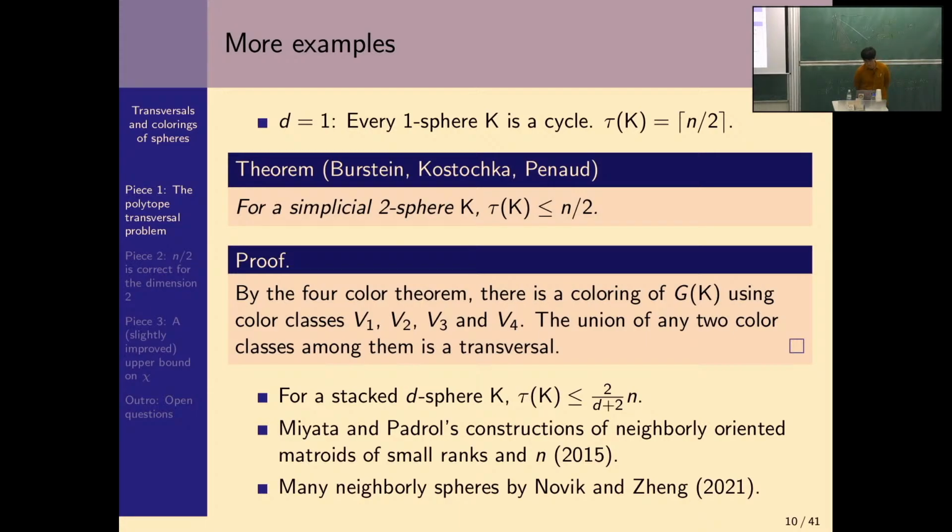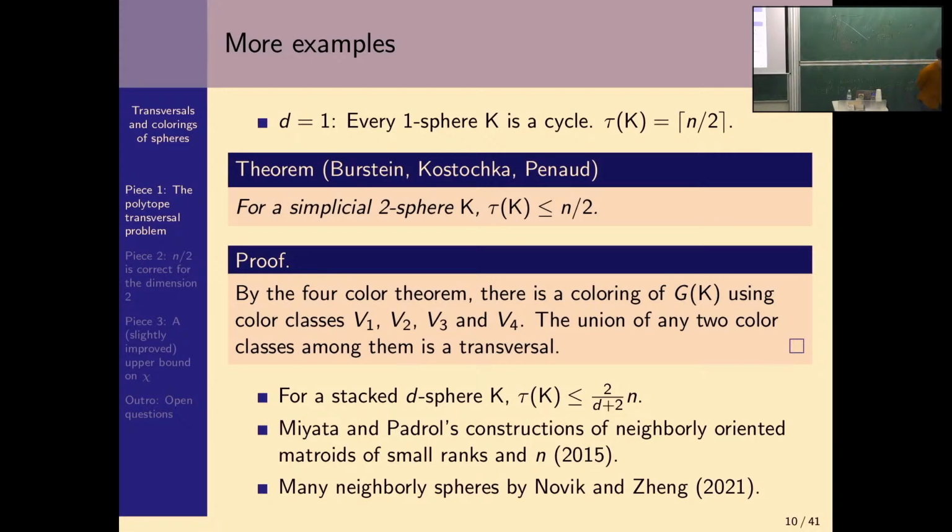So if we start from d equals 2. And this was the construction by Miyata and Padrol from 2015. In that library, we can see many neighborly oriented matroids of small ranks and number of vertices n. Actually, this should not be vertices, but the number of elements. And they all satisfy the n over 2 bound. And the many neighborly spheres by Novik and Zhang in 2021, which is a quite recent result, all satisfy the n over 2 bound.